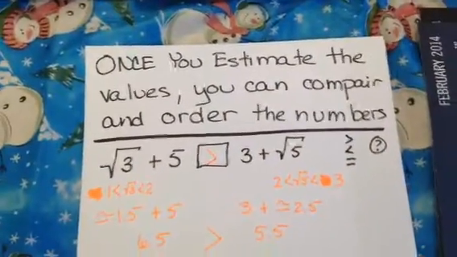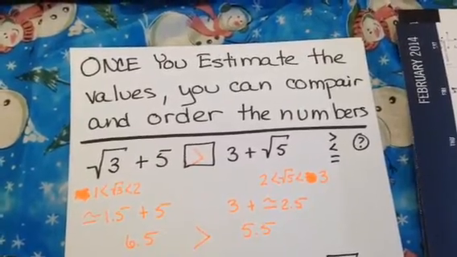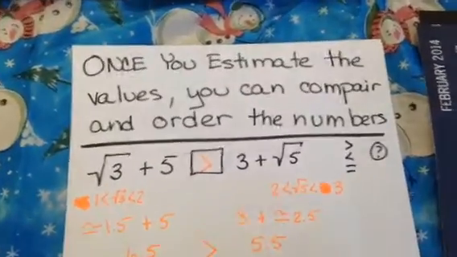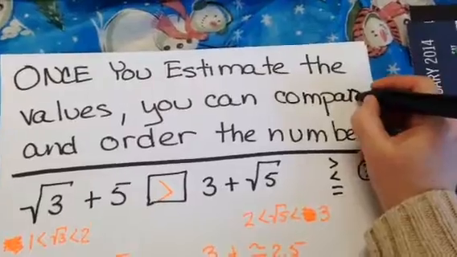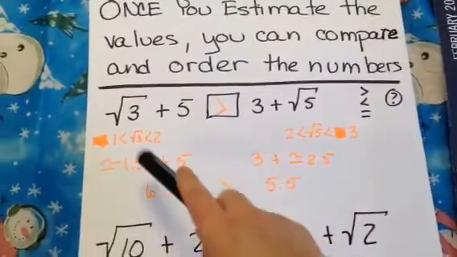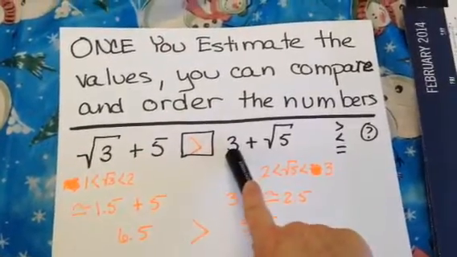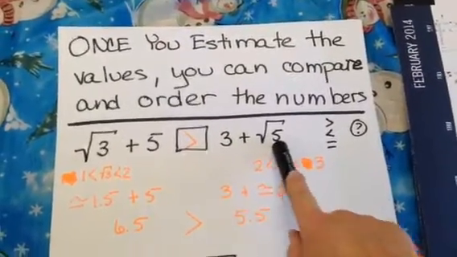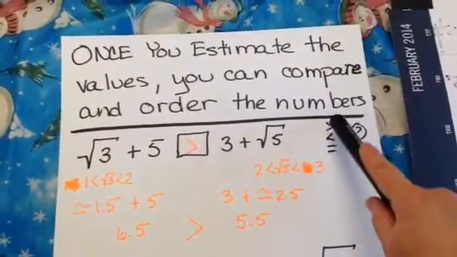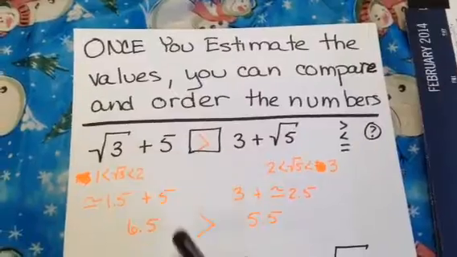Now once you can estimate the values, then you can start to compare and order the numbers. So let's take this example. The square root of 3 plus 5, and 3 plus the square root of 5. And the question is, I want to know, is this greater than this? Is it less than, or is it equal to?